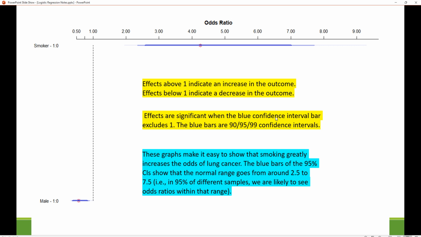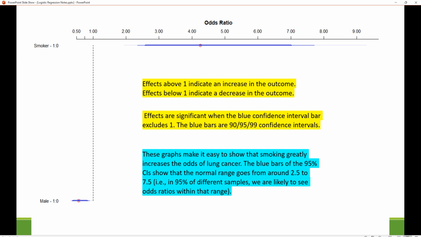Effects are significant when the blue confidence bar excludes 1. The blue bars are 90, 95, and 99% confidence intervals. The very blue shaded more narrow bar represents the 90% confidence interval. The medium shaded blue represents the 95% confidence interval, and that's the one we almost always use, but this display gives us the option of all three.